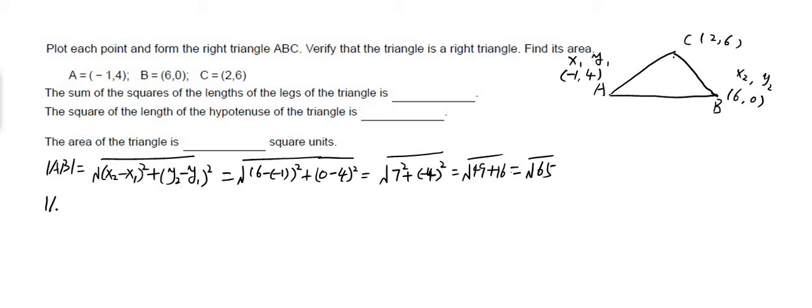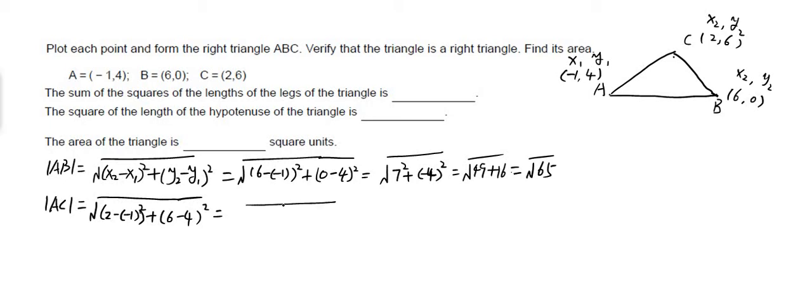Now let's take a look at another one, AC. For AC, we're going to follow the same strategy. If we treat C as x2, y2, we just plug in the formula. C is 2, subtract -1, squared, and y2 is 6, subtract 4, squared. Then we can simplify it: 3 squared plus 2 squared, we have 9 plus 4, that equals square root of 13.